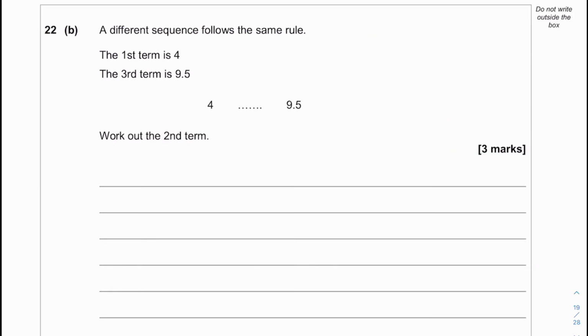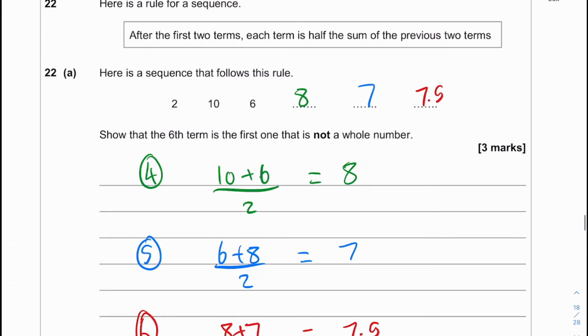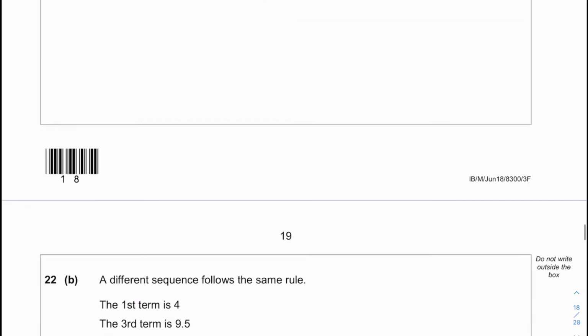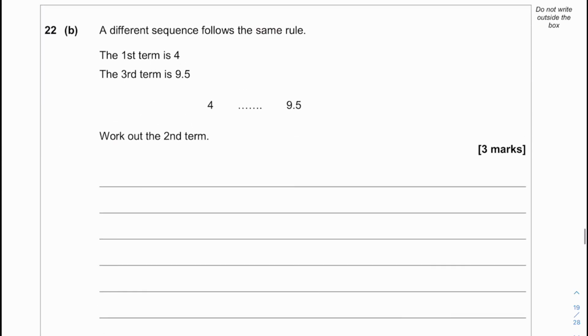Okay, so question 22 part B says a different sequence follows the same rule as in part A, and the first term is 4, third term is 9.5, and we need to work out what the second term is. So let's just remind ourselves what the rule was. It's each term is half the sum of the previous 2 terms. So let's fill this rule in as best we can for question 22b. So the third term, 9.5, is equal to the previous 2 terms, so 4 plus our second term, divided by 2.